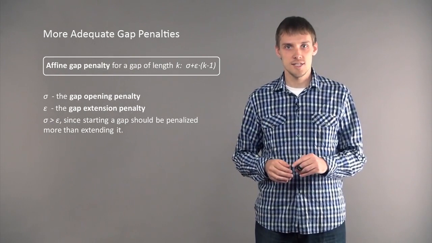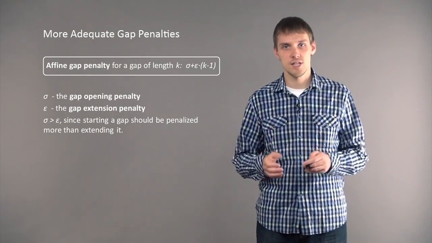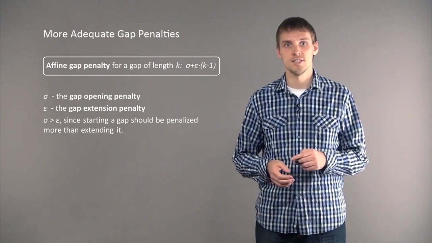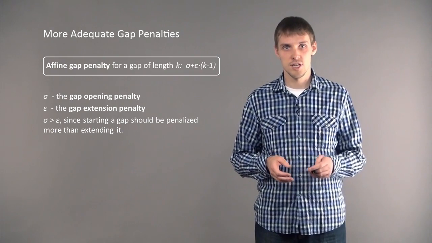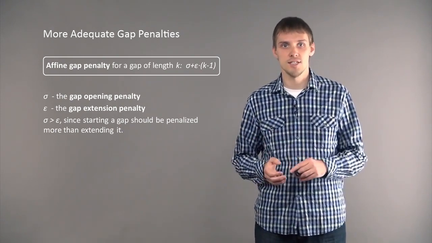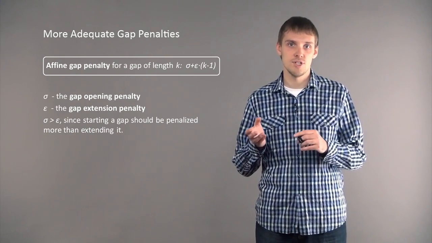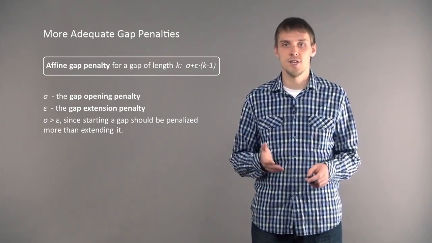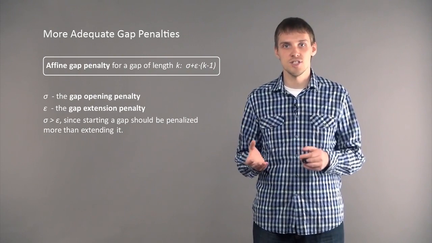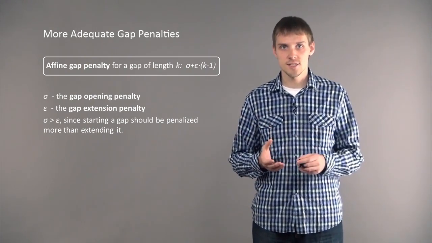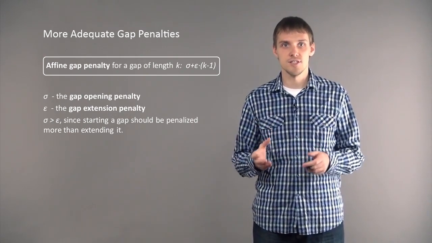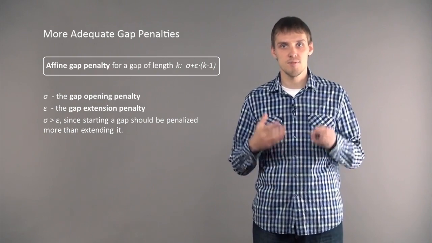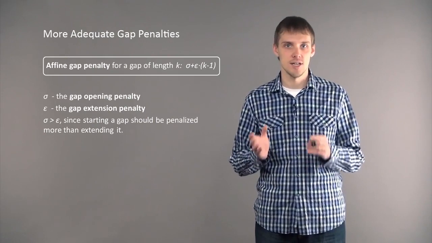To model this situation in sequence alignment algorithms, we will use an affine gap penalty, where we use two constants. One is sigma, which is the gap opening penalty, and the second one is epsilon, which is the gap extension penalty. Usually sigma is more than epsilon, since starting a gap should be penalized more than extending it. The formula to calculate the penalty for a gap of length k will be sigma plus epsilon times (k minus 1). So let's take a look now at how we can use this in our Manhattan grid.